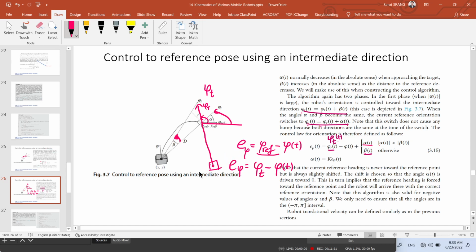We use this one instead. We don't use phi reference, but we use phi t. Use phi r plus alpha or phi r plus beta; it's just phi t in different cases. And then we can construct the controller. This one is the controller. That is a feedback: we control the velocity according to the error from the current position to the target.